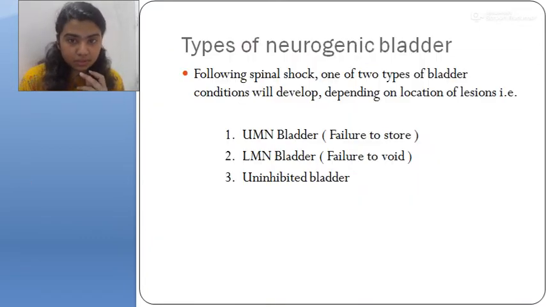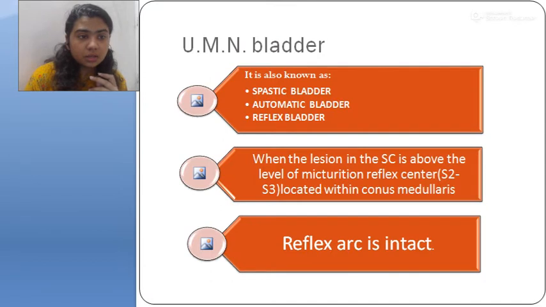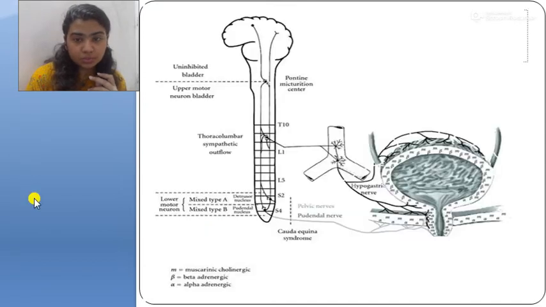Now, types of neurogenic bladder. There are three types. That is the upper motor neuron type of bladder. That is a failure to store urine because the bladder is in a spastic state. Lower motor neuron bladder means failure to void. That is, the muscles are hypotonic, so it will fail to void. And third is the uninhibited bladder. This is just a picture demonstrating the control of the micturition reflex we have already studied in the first year.